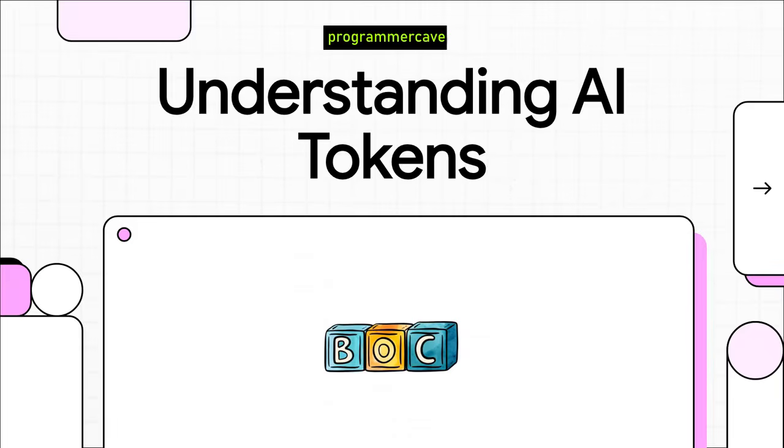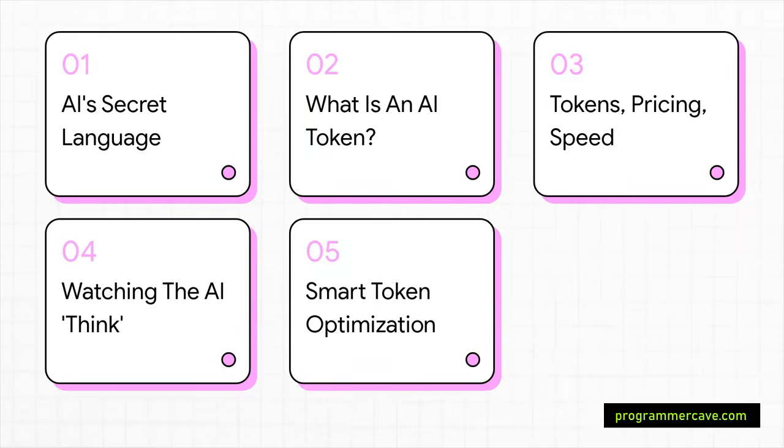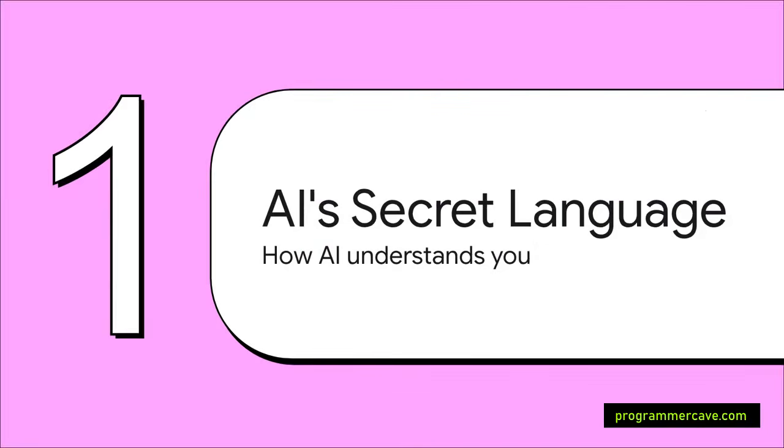In this explainer, we're going to break it all down. Let's get started. First, we'll pull back the curtain on AI's secret language. Then, we'll get right into what a token actually is. After that, we'll connect the dots to pricing and speed, watch the AI think in real time, and we'll wrap it all up with some pro tips on how to use your tokens wisely. So let's kick things off with AI's secret language.